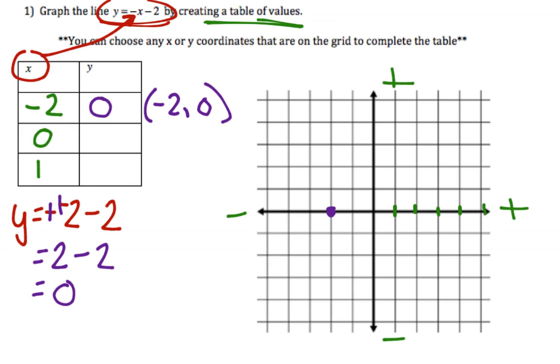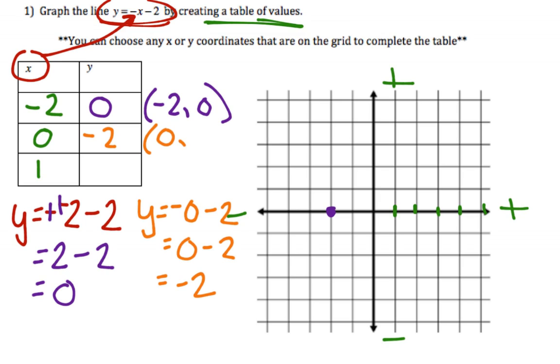There's our first point. Our second one, we're going to plug in a 0 for x, so y equals -0 minus 2. There's no such thing as -0, that's just 0 minus 2, which is -2. So when we plug in 0 for our x value, we get -2 for our y value, 0, -2, that would be here.